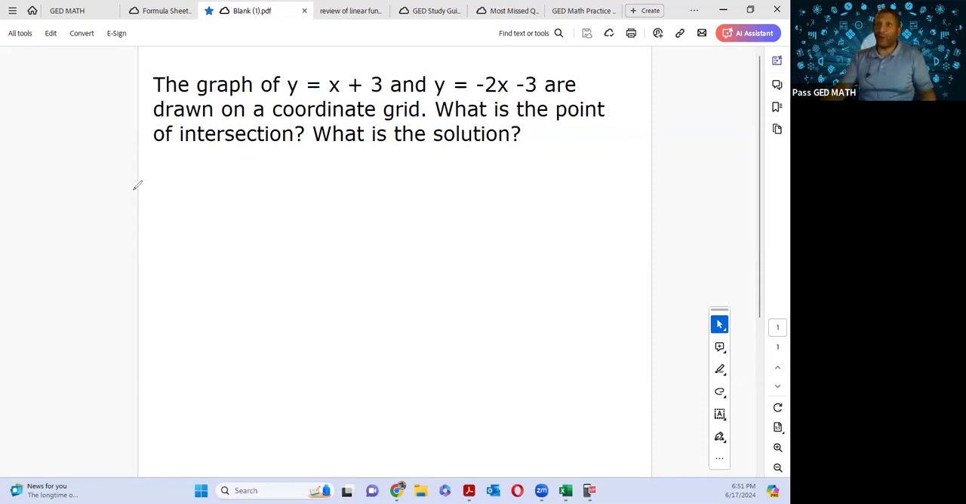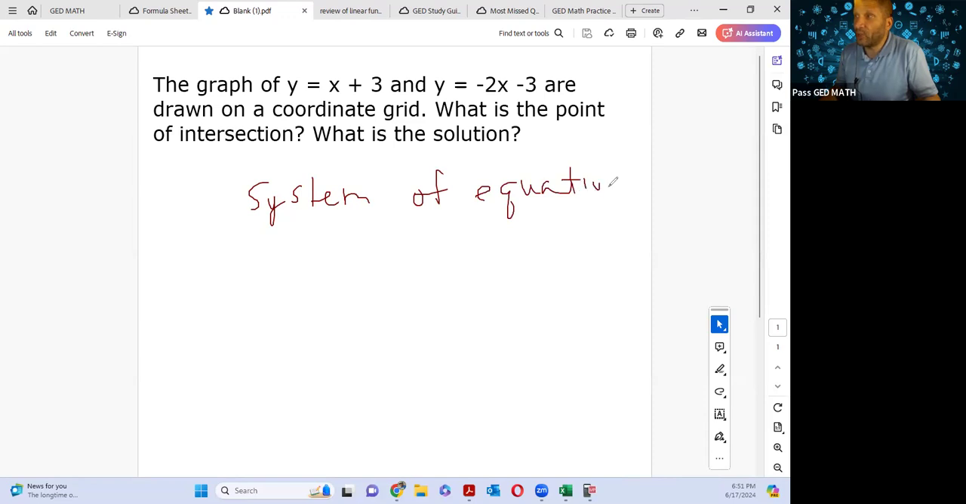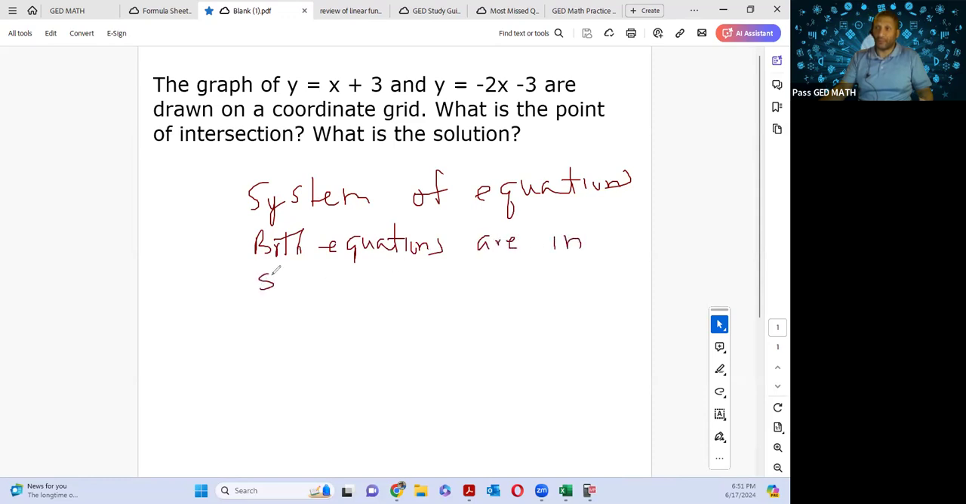So first of all, you have to recognize this problem as a system of equations. When you're trying to solve more than one equation, that's what a system of equations is. The second thing you have to recognize, and this is important, is that both equations are in slope-intercept form. That's what's going to make this easy.